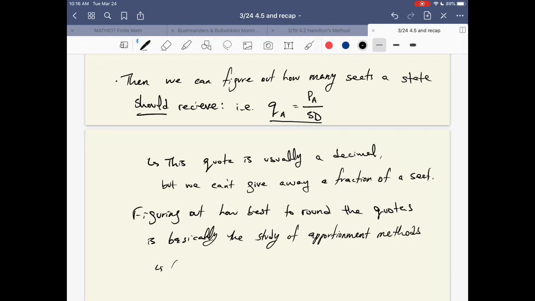Remember, if you check video 4.1 for why normal rounding doesn't work. Okay, so we need to figure out a way to round off the quotas.